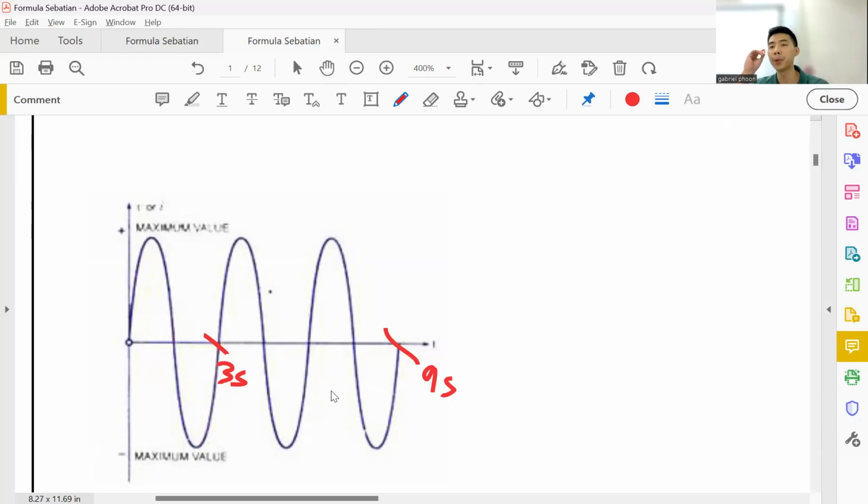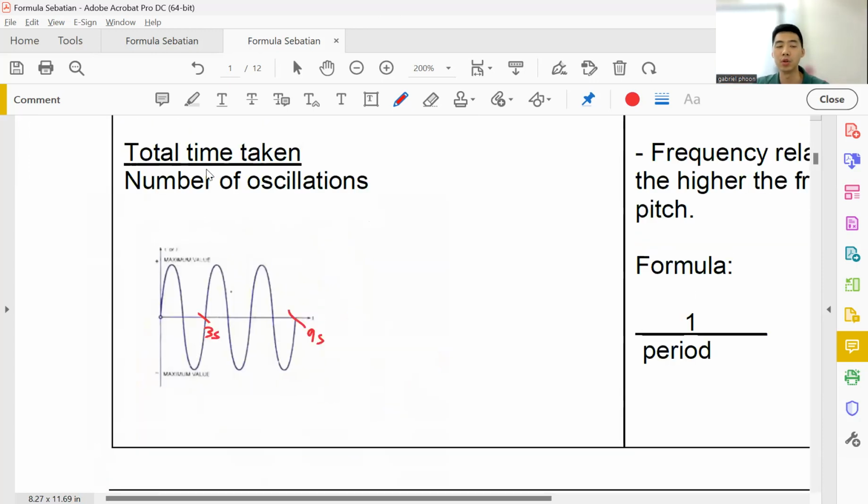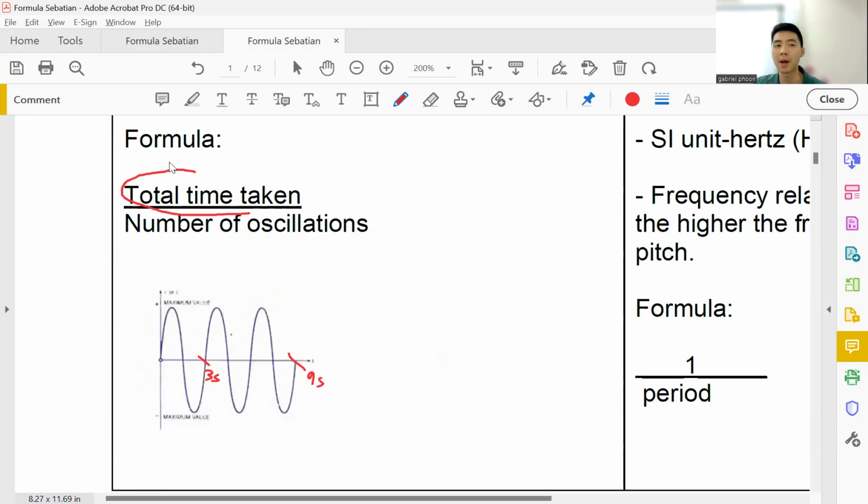So always remember, period is measured in time. And because it is measured in time, you should be given the formula as total time taken over number of oscillations, which in this case will be 9 seconds over 3 oscillations, which gives you 3 seconds here.